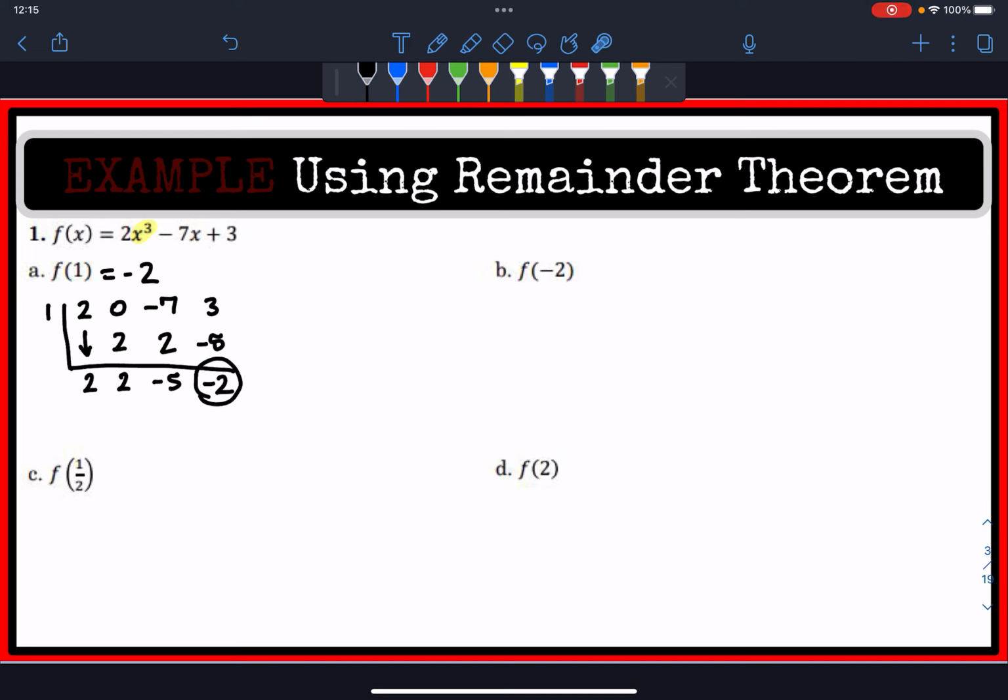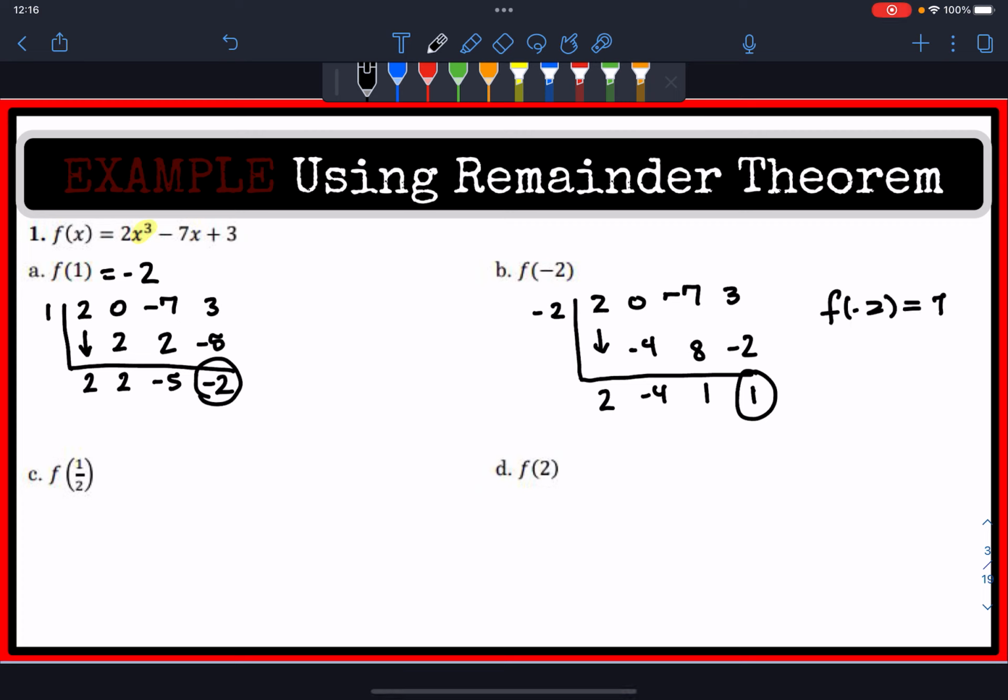So right here, using synthetic substitution to evaluate the function at -2, I will put -2 there. And using again 2, 0, -7, and 3, I'll bring down the 2, multiply, add, multiply, add, multiply, and add, and my answer is going to be 1. So f of -2 is equal to 1.